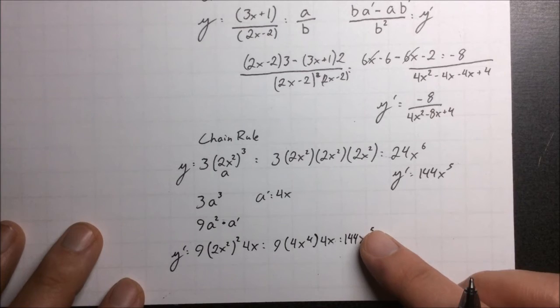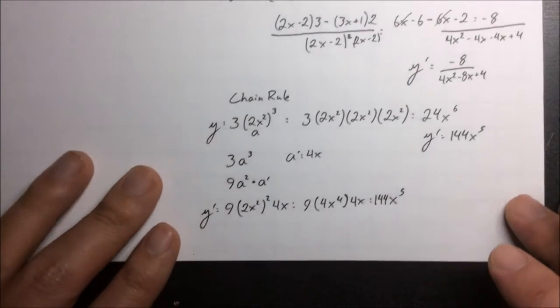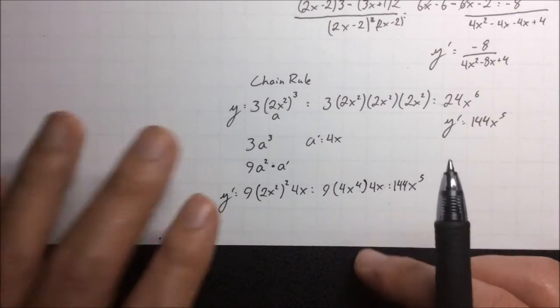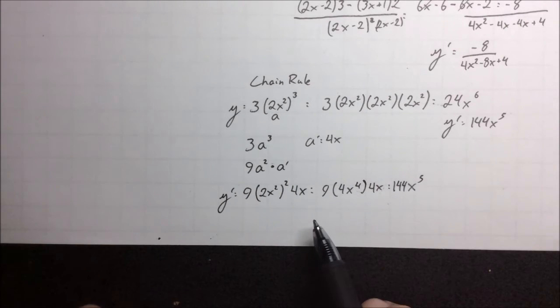So the chain rule is a way to do this. If you have nested functions together, you can either try to expand them out, or you just kind of use the chain rule and take the derivative of the outside function, keeping the inside the same, and then multiply by the derivative of the inside function.